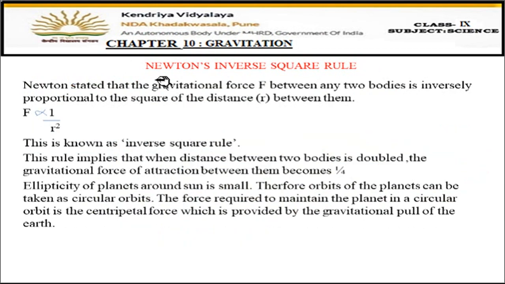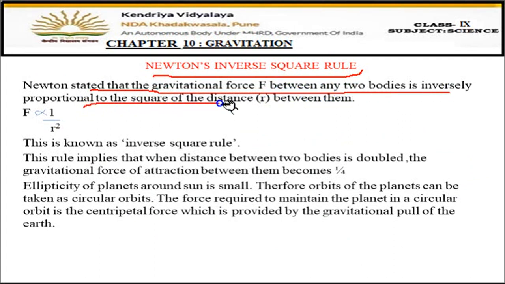Now, next is Newton's inverse square rule. So this is given by Newton. Newton stated that the gravitational force F between any two bodies is inversely proportional to the square of the distance. This comes from the law of gravitation only: F is equal to G m1 m2 upon r². So we are directly finding the relation between force and the distance between the two bodies.